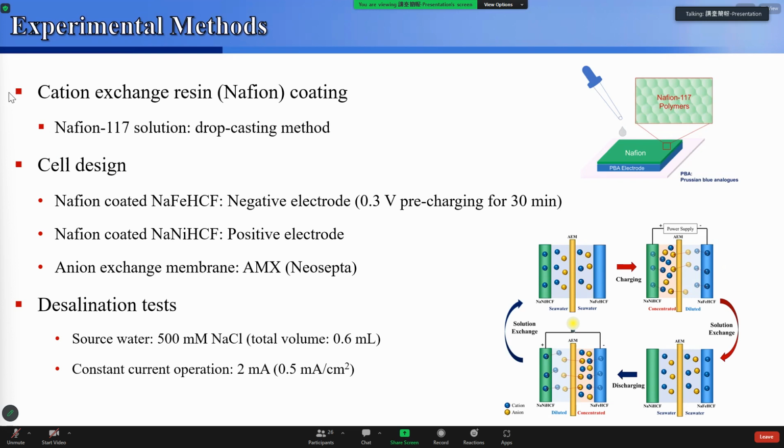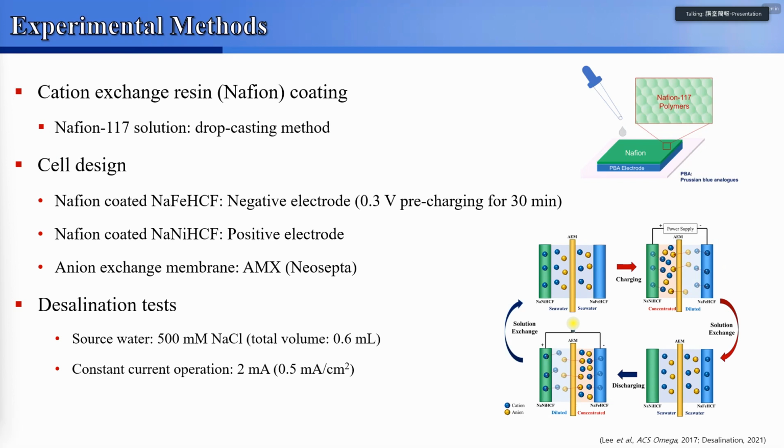And this figure shows the cell design of a desalination battery. I used two Prussian blue analog electrodes coated by Nafion, and there is an anion exchange membrane between the two electrodes. And these desalination tests were conducted with 500 millimolar sodium chloride solution.